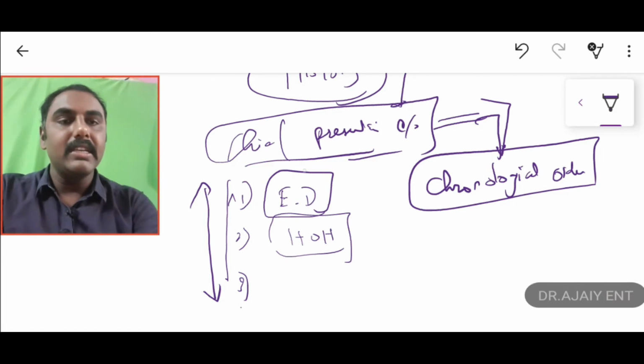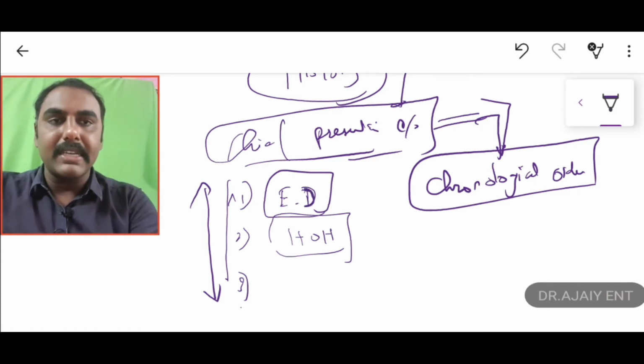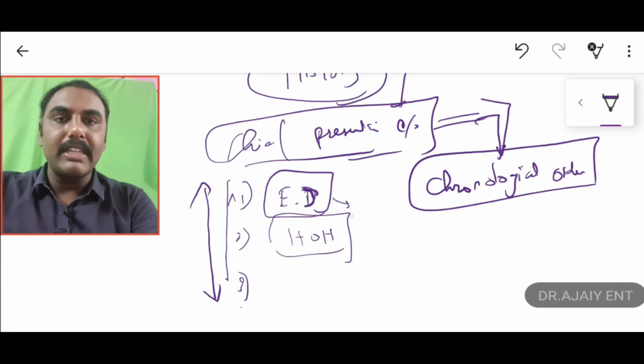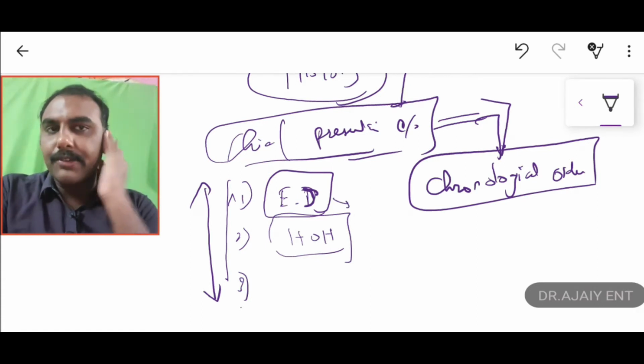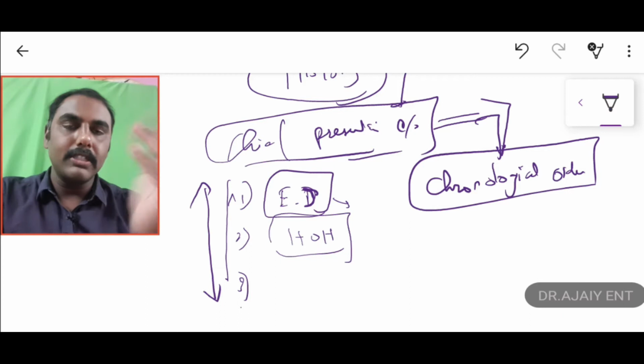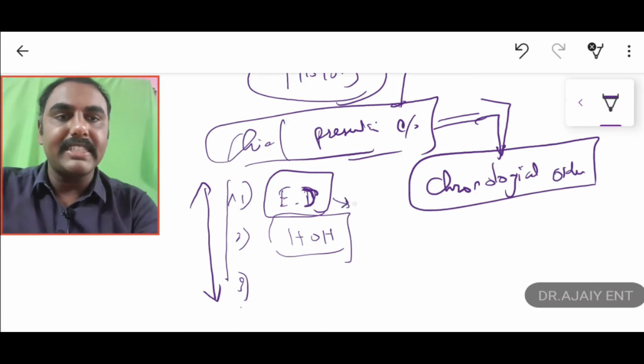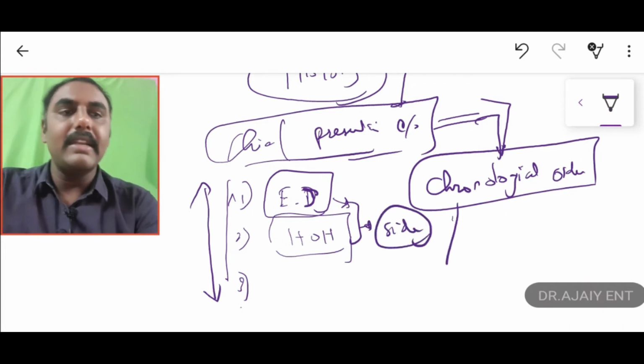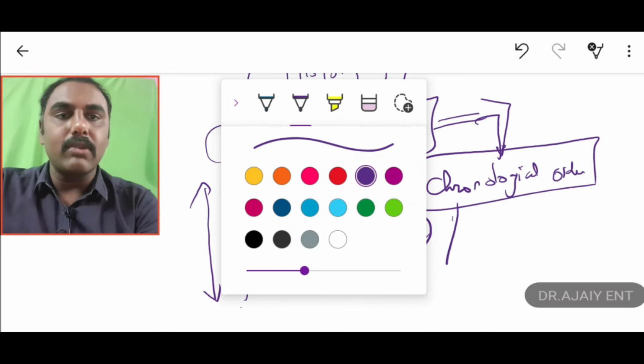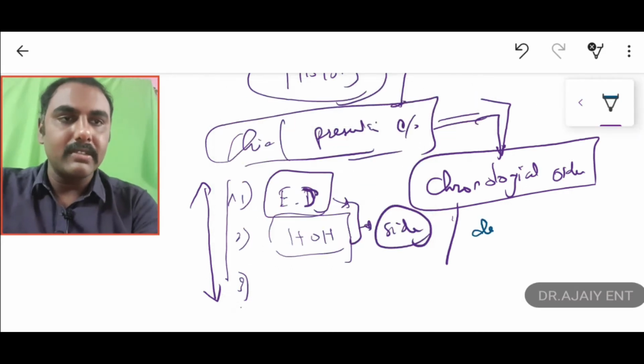And one more thing in the chief presenting complaint, you need to also mention, if it is an ear, the side also. If it is nose, no issues. But if it is an ear, you need to mention the side also. Which side is involved? And how long has it been there? What is the duration?